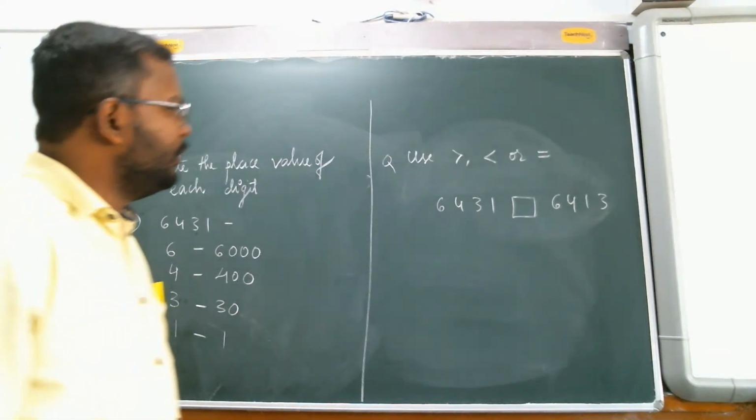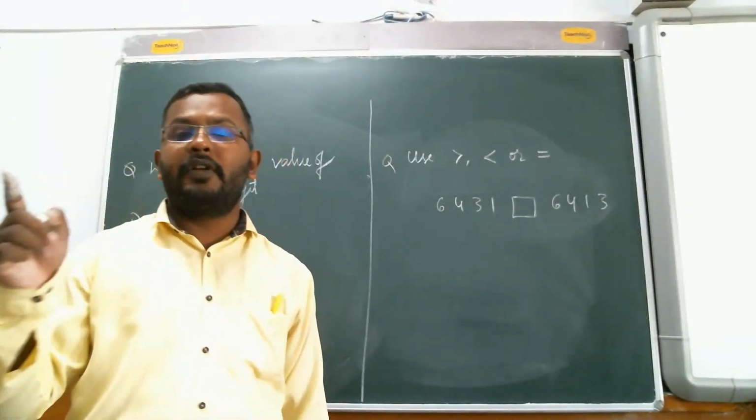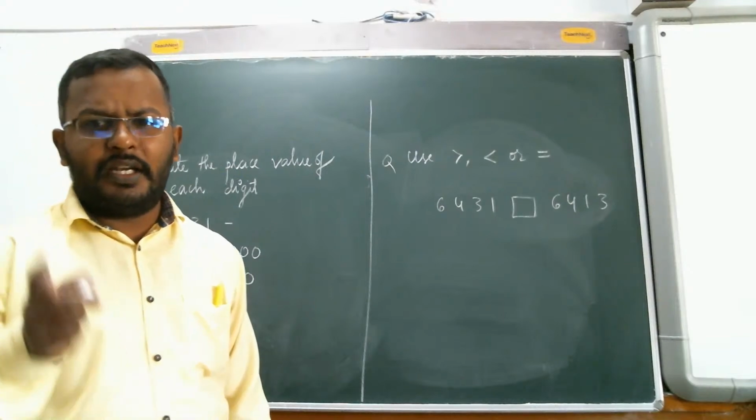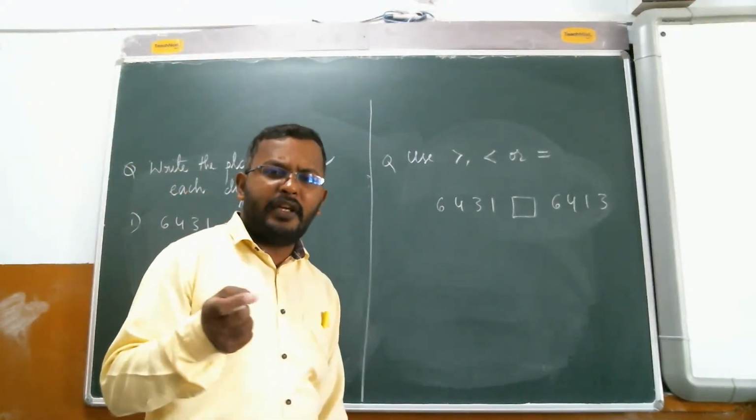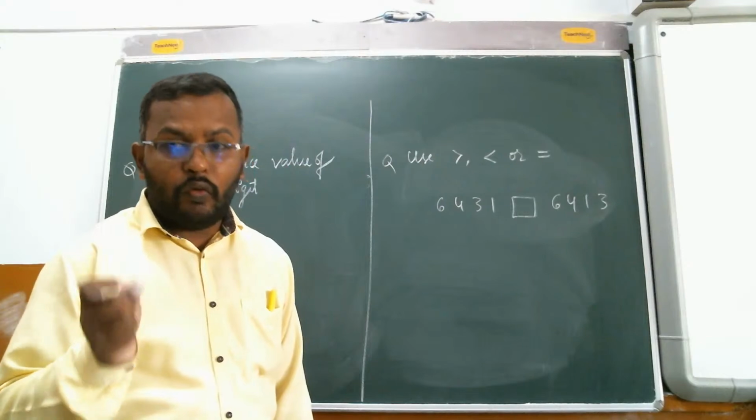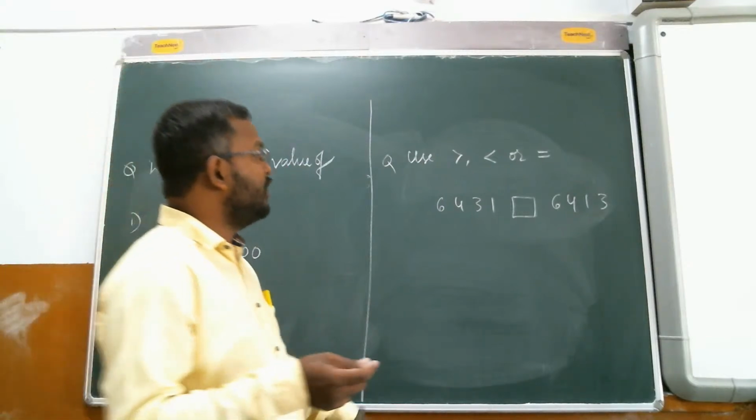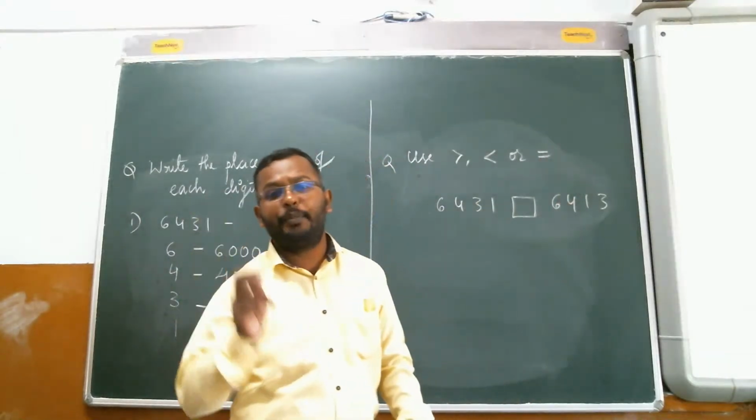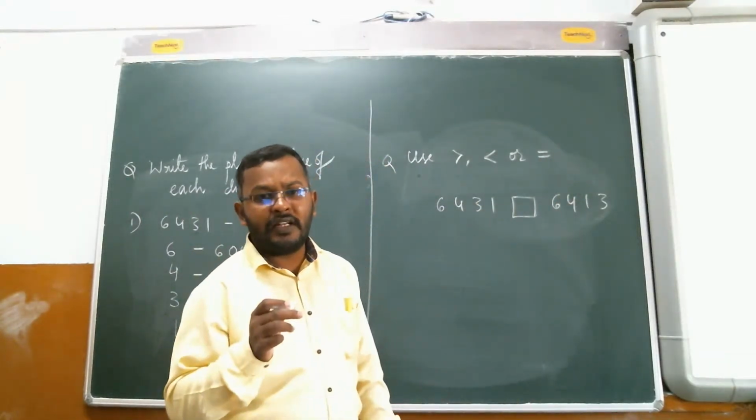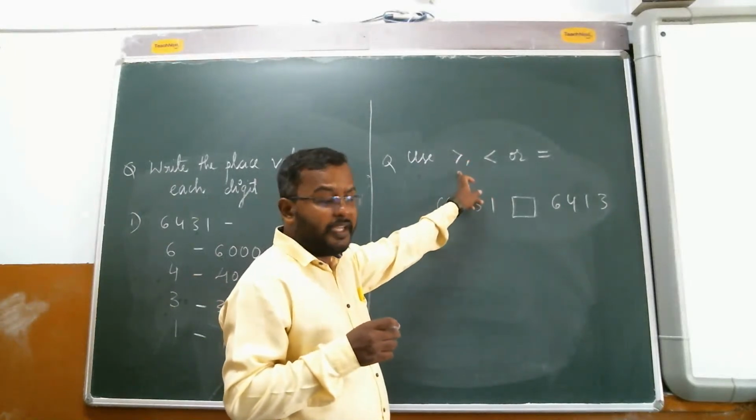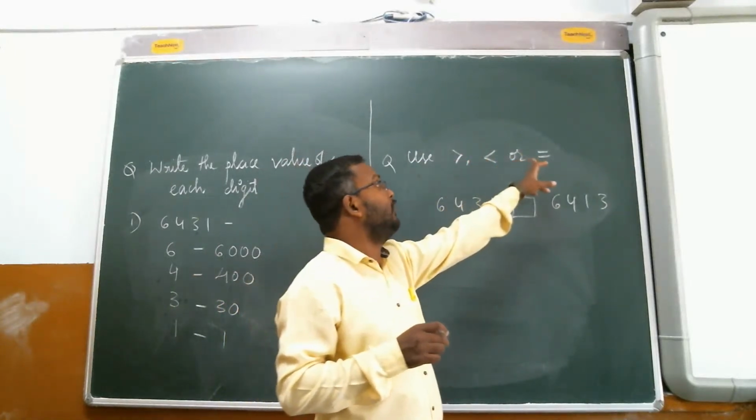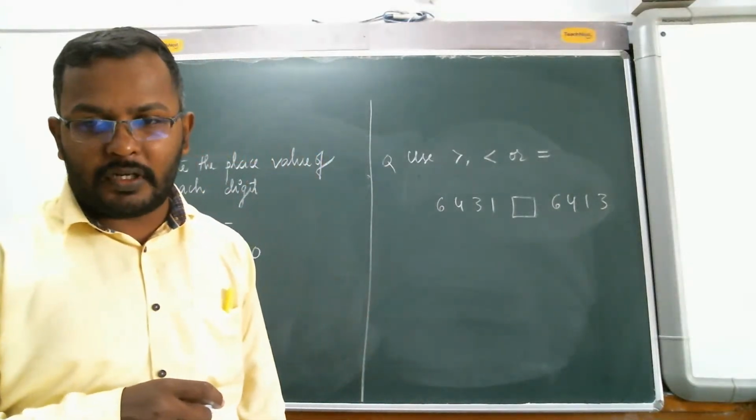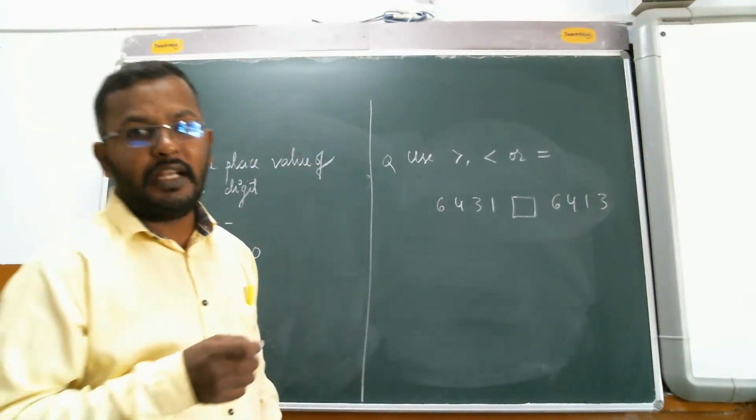So don't write the number. See, in the exam also some people are writing the bigger number. That is wrong. If you are writing the bigger number, you will not get any marks. What is the question here? The question is, we have to use this symbol. They are not asking you to write the bigger number. Then what should be your answer? Either your answer should be greater than, or smaller than, or equal. Don't write the bigger number. If you are writing the bigger number, you will not get any marks.